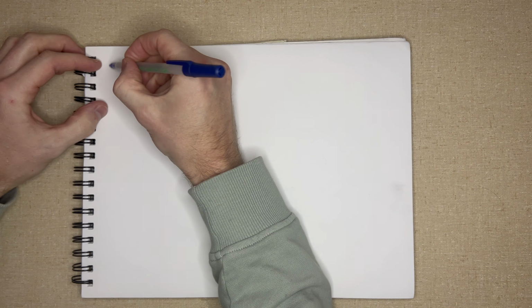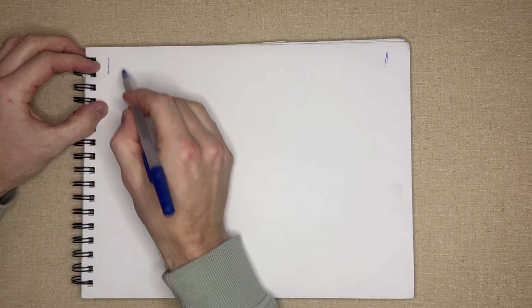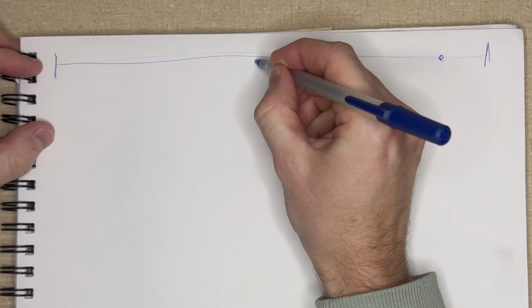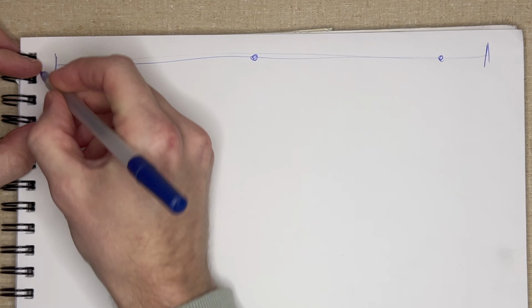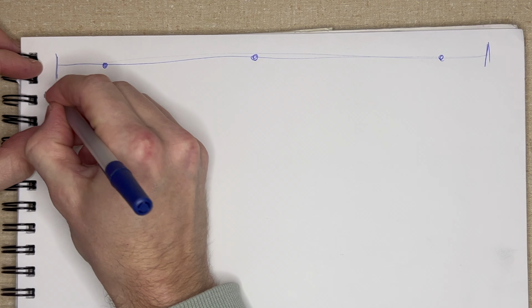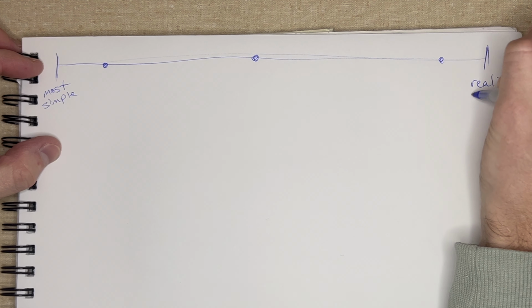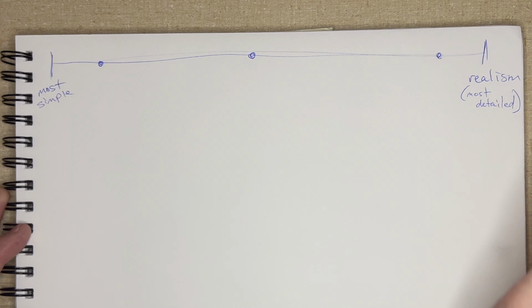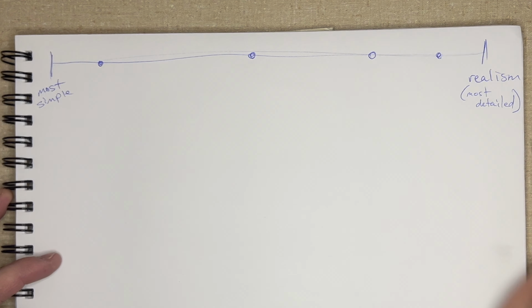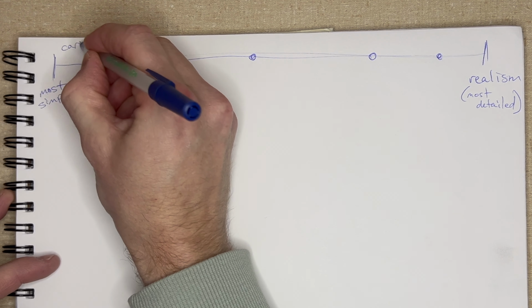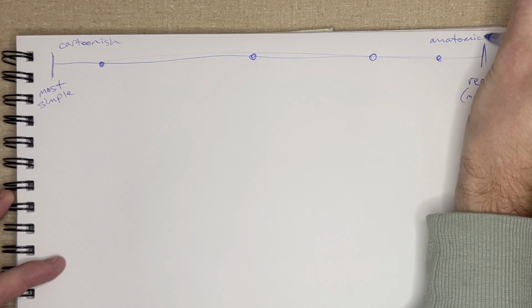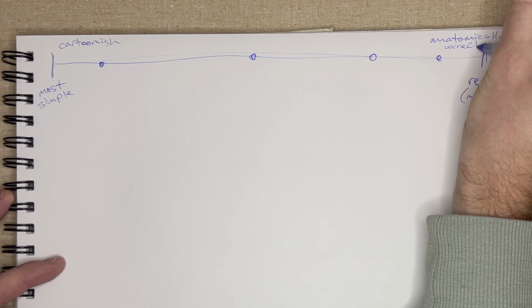So I like to show you a wide spectrum. If this is our spectrum, different points on the spectrum, you know what I'm saying? So maybe this one is most simple. Here is realism, most detailed. I'm not gonna do a hyper-realistic drawing of a mouth today, but we'll get fairly detailed. We'll probably end up somewhere around here. So this would be cartoonish, and this is anatomically correct. So let's just get into it.